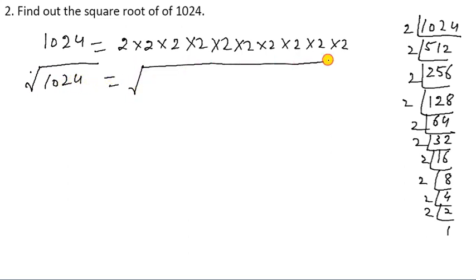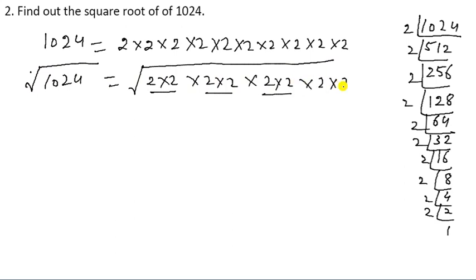Once again by 2, 2 1s are 2, 2 2s are 4 and 2 8s are 16. Once again by 2, 2 6s are 12. Once again by 2, 2 2s are 4. Once again 2, it is 16. Once again 2, it is 8. Once again 2, it is 4. Once again 2, it becomes 2 and that one is the 1. So how many 2s? 1, 2, 3, 4, 5, 6, 7, 8, 9, 10.